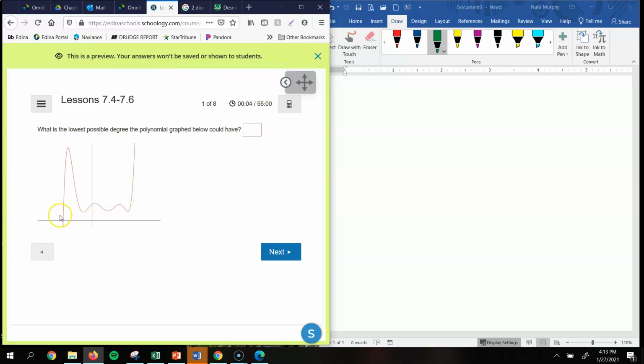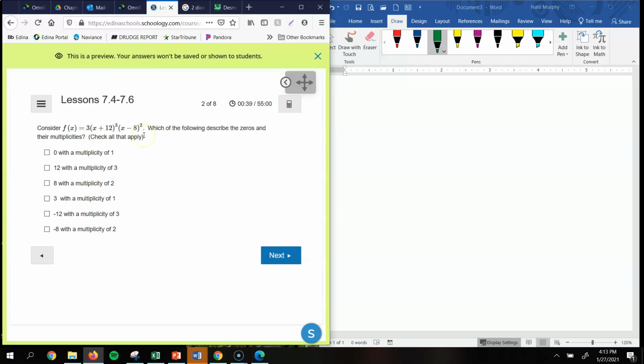But for this one, it deals with that graph wiggliness theorem, the theorem that states if we want to figure out the least possible degree a polynomial has, we draw a horizontal line, and wherever it hits the most points of the graph, that is the smallest degree the graph can be. So if I draw a horizontal line right here through those points, it would go through 1, 2, 3, 4, 5, 6, 7 parts of that graph. So the lowest possible degree for this one would be at least a degree of 7.